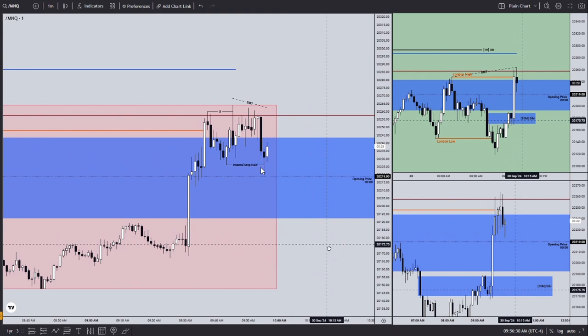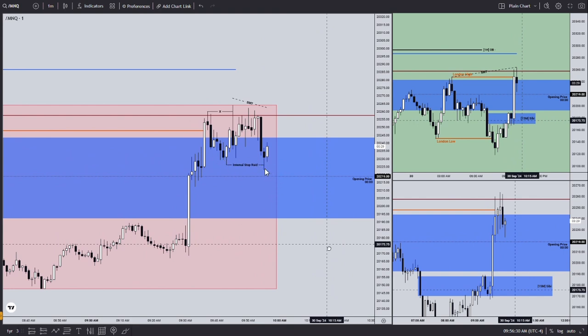So for me, this is not a real market structure shift, because if it was a real market structure shift, then it would have displaced below this low, but it just wicked it. So that just convinced me that it was an internal stop run. But I was still anticipating lower prices. I just wasn't confident in this being my market structure shift because there's no real displacement.